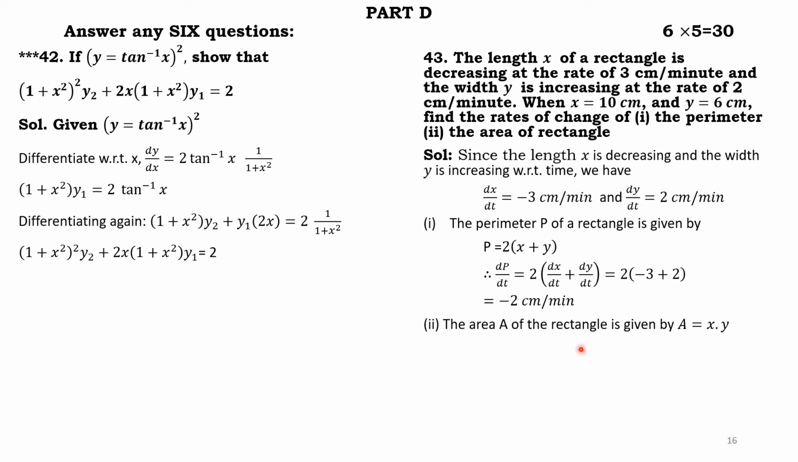Now we will find the area of the rectangle, which is given by length into breadth, that is x into y. A is equal to x into y. Therefore, dA by dt is equal to dx by dt into y plus x into dy by dt. That is the product rule. Therefore, dx by dt is minus 3 into y is 6 plus x is 10 into dy by dt is 2. Therefore, simplifying, we get 2 centimeters squared per minute is the answer. Very simple problem. Next question.